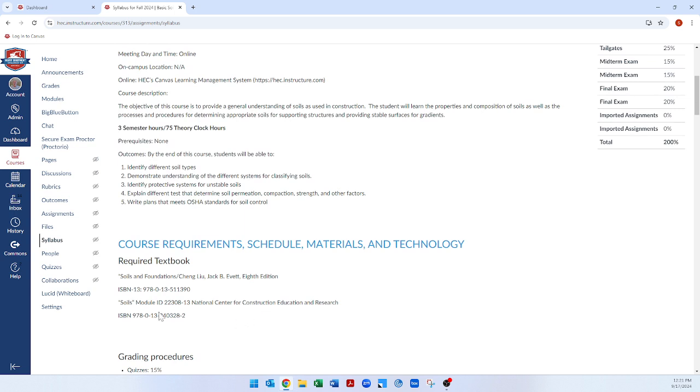Here are your textbooks. The ebook is Soils and Foundations, the 8th edition. It's been ordered, and you should have it in time to start the course. If it's a day or two late, I have other things I need you to do. And this module, I'm going to call it a module.